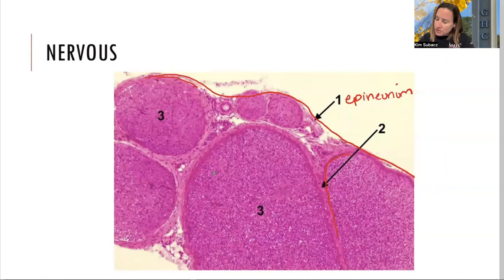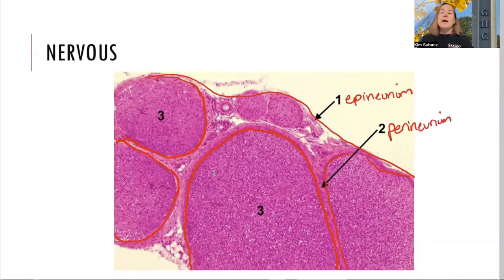So here's our bundle, here's our fascicle of nerves. All right, here's another fascicle of nerves. And then here's another fascicle. All of these that have number 3 are fascicles. This one does not have a number, but it's another fascicle. And between them, again, perineurium. Perineurium is going to be around the bundle of it.